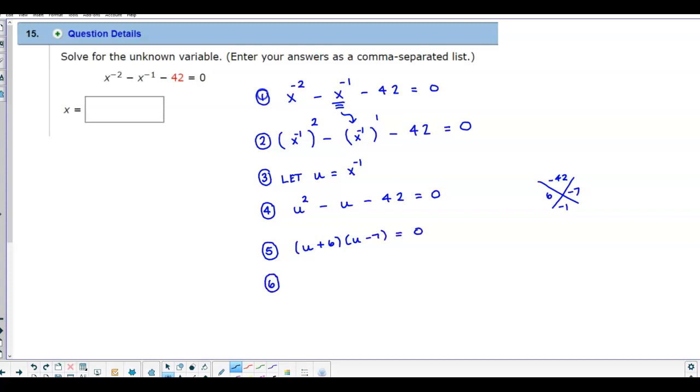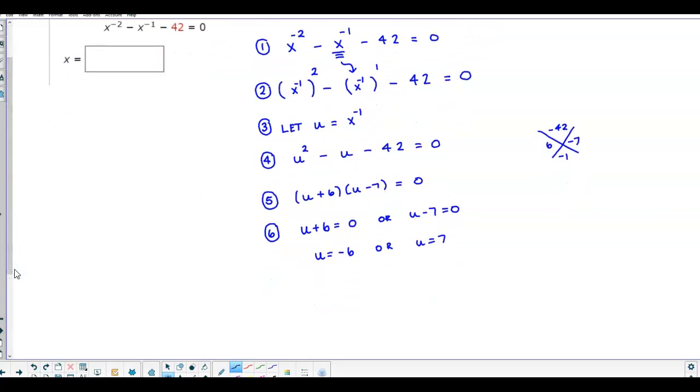And now using the zero product rule, we have u plus 6, which is equal to 0, or u minus 7, which is equal to 0. Solving for u, we get u is equal to negative 6, or u is equal to positive 7. Now we're not complete yet because we need to go back to step number 3, and we can see that we substituted u to be x to the negative 1 power. So x to the negative 1 is equal to negative 6, or x to the negative 1 is equal to positive 7.